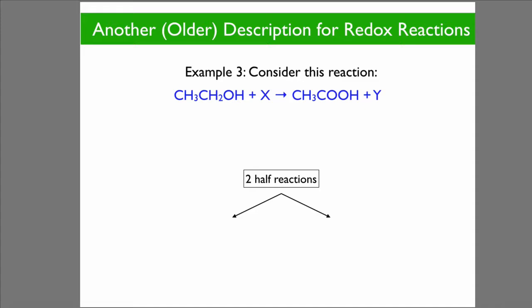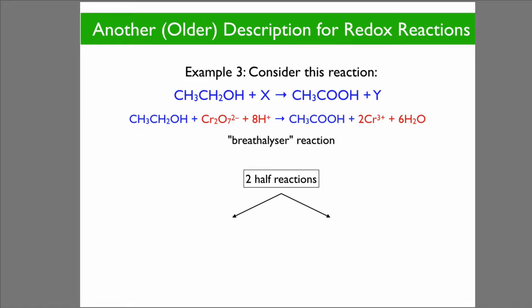Example 3. Consider this reaction. We've got ethanol reacting with X to give us ethanoic acid and Y. So, if you have a reaction where ethanol is going to ethanoic acid, you can see straight away the oxygens are being gained, right? One way of thinking about it, like we just did. This reaction here is used in breathalyzer reactions. So when you're driving along and you've had a drink and a policeman pulls you over, asks you to breathe in a funny gun, this is the reaction that that funny looking gun thing is checking for.